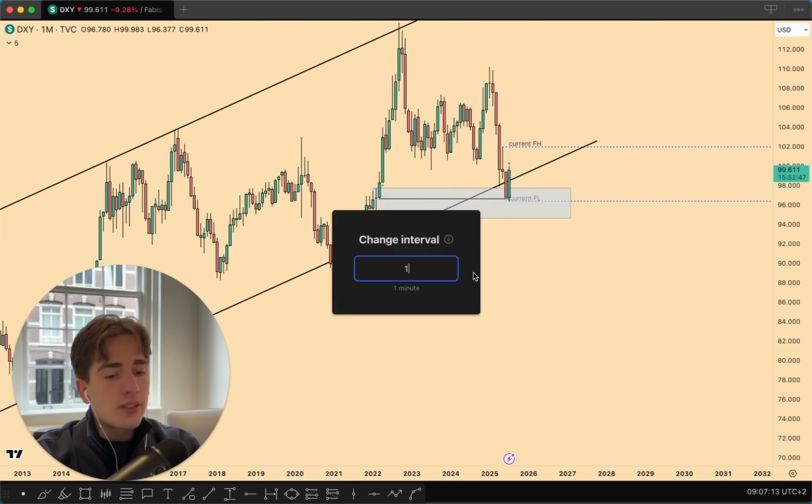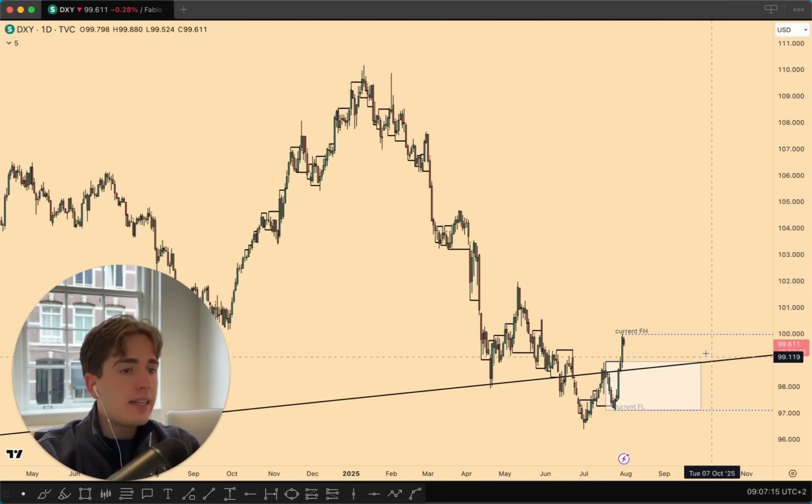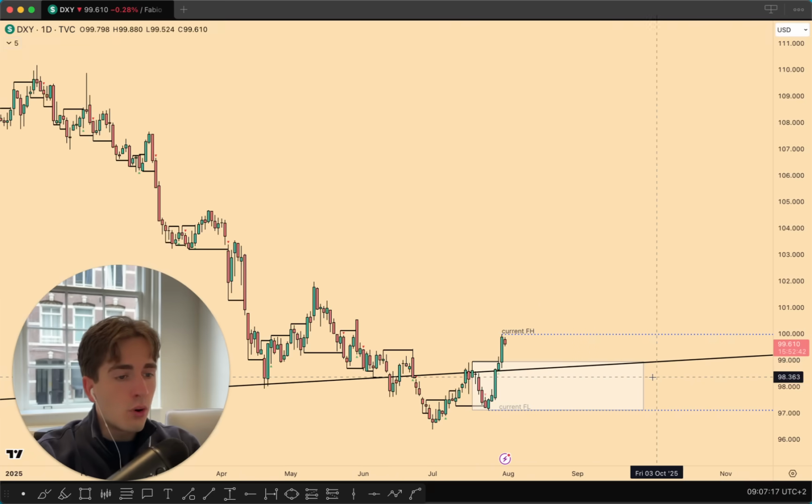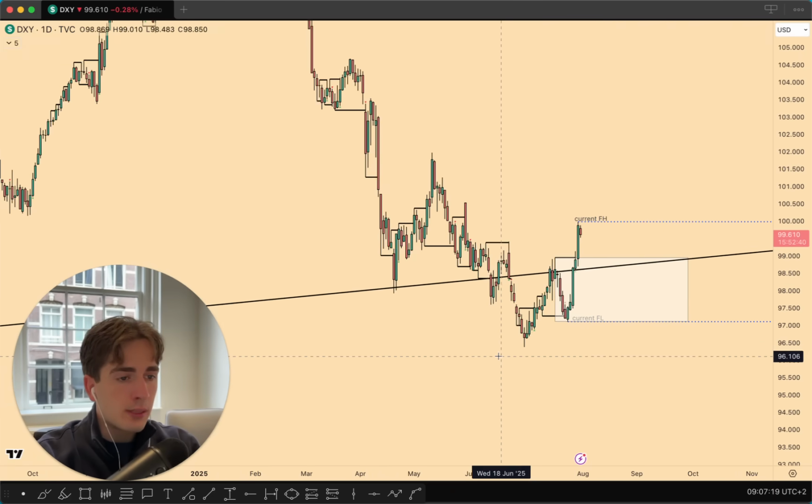Now, going to the daily time frame, we can then see that the daily time frame provided us with an overall change of character in towards the upside.